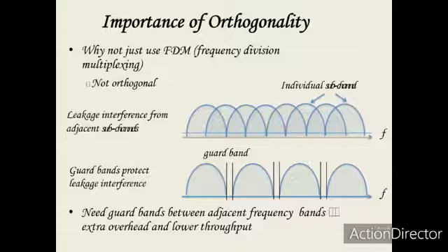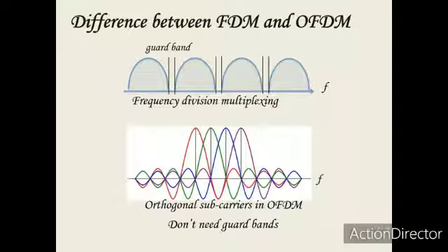In OFDM, we do not use frequency division multiplexing because it has leakage interference. Due to this leakage interference, signals interfere from the adjacent subchannels. This type of interference can be eliminated by using guard bits to protect against the leakage interference. The need for guard bits in the bands between adjacent frequency bands causes extra overhead and low throughput. Then we are going to see the difference between OFDM and FDM.